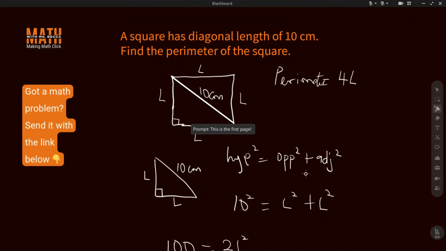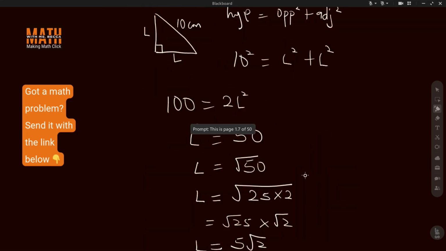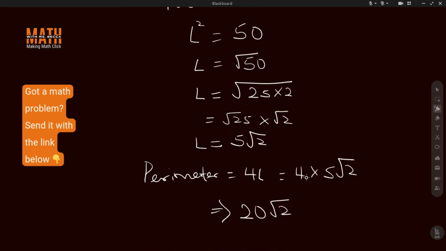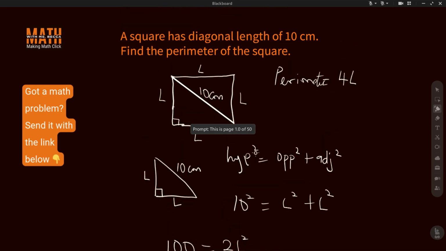Were we given centimeter? Yes, we were given centimeter. Be sure that it's centimeter you have there before you put centimeter. If it is meter, make sure you put meter. So the perimeter of that square is 20 root 2 centimeter. Perimeter is always in centimeter because we added, we don't multiply. It's area that is always in centimeter square.